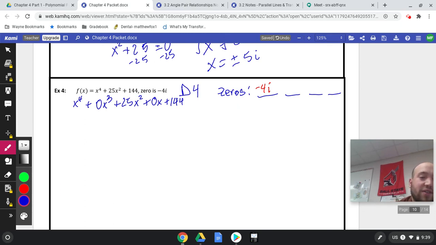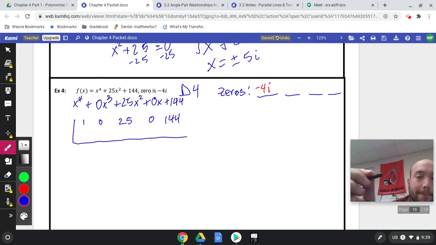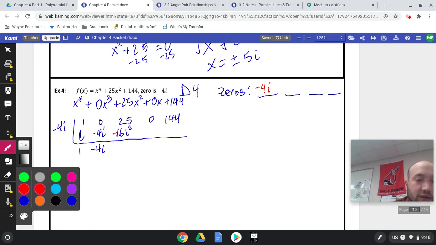So now we can set this up for synthetic division. 1, 0, 25, 0, 144. And we've got a negative 4i out front. We drop the 1. We multiply, we get negative 4i again. Add straight down, negative 4i. Multiply, we get positive 16i squared, which we know is the same as negative 16. So now if we add straight down, we're going to get 9. We multiply that, we're going to get negative 36i.